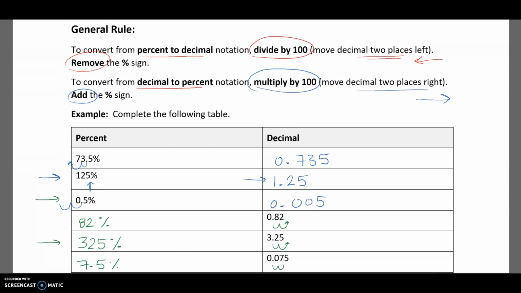In the next videos, we'll do more calculations with percent and decimal, and it's important that you can quickly do this conversion from percent to decimal form and back again.